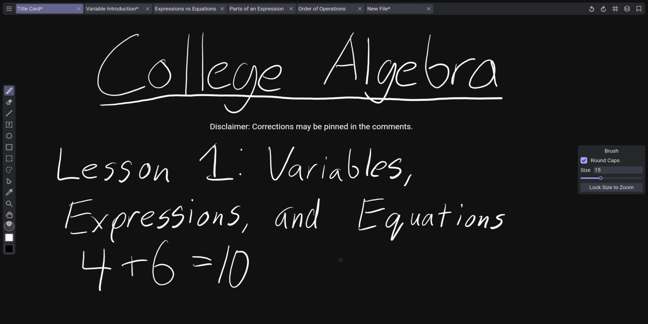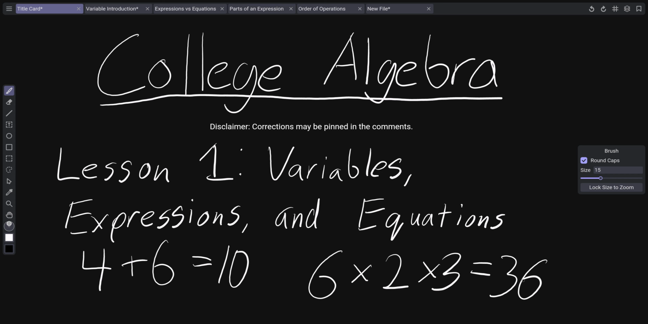Or maybe you'd have something a little more complicated. Maybe you do something like 6 times 2 times 3. So you would get 6 times 2, that would be 12. 12 times 3 would equal 36. But a lot of the time, in previous math classes you would be working with numbers. College algebra, it's a little different. Algebra in general, it's different.